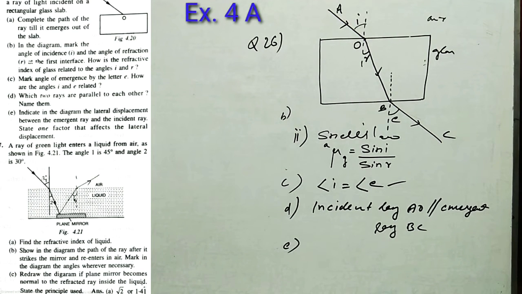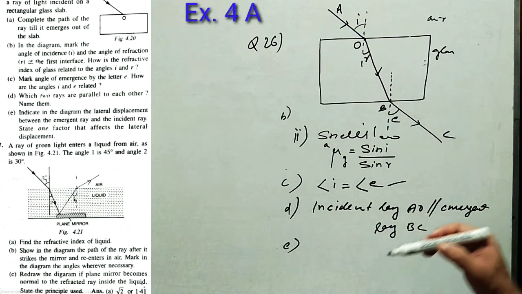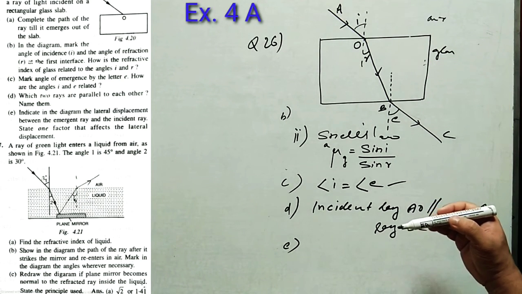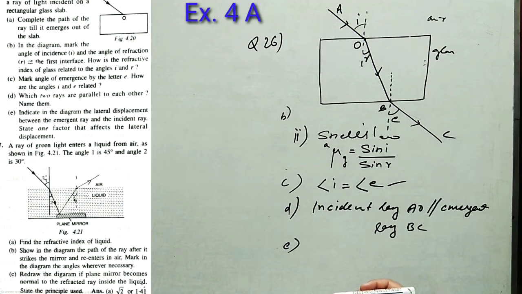Moving on to question number E. Indicate in the diagram the lateral displacement between the emergent ray and the incident ray. State one factor that affects the lateral displacement. So lateral displacement. This is an all-in-one question. All types of questions have been included in this, in 2, 4, 5 parts.